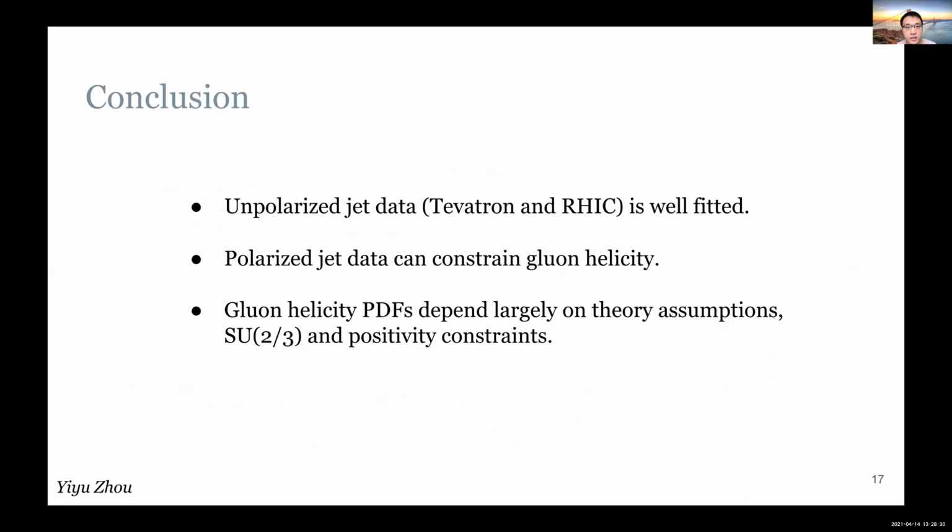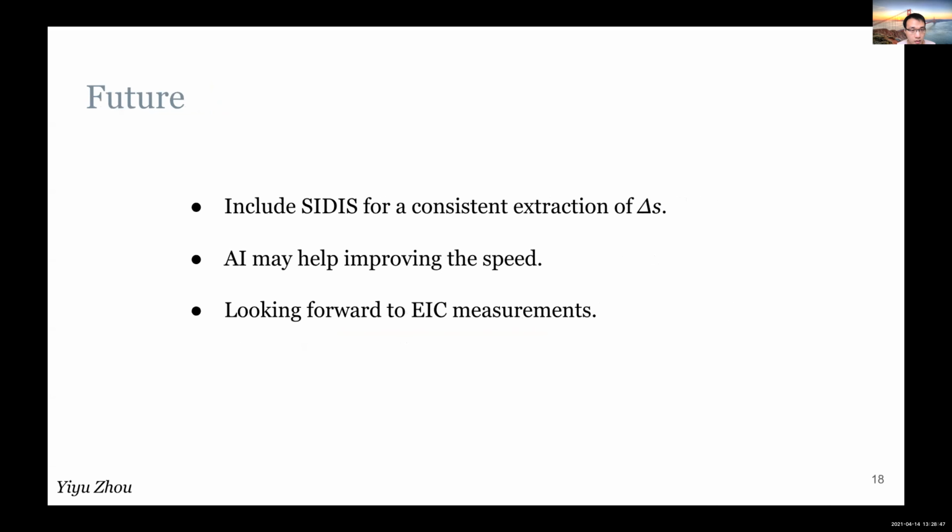So in conclusion, the unpolarized jet data is well fitted, and the polarized jet data can constrain gluon helicity, but this gluon helicity depends largely on the theory assumptions. In the future, we are going to include lattice QCD data for a consistent treatment of the delta S, the strange spin. We are also going to look into AI that may help us improve the calculation speed and also reduce the memory used. And of course, we're looking forward to the EIC measurements.